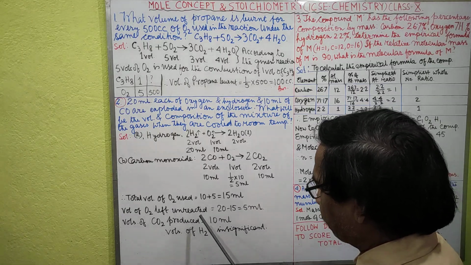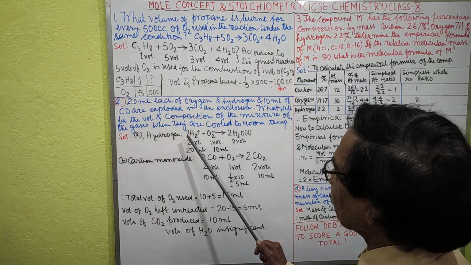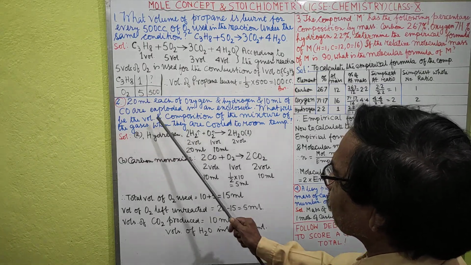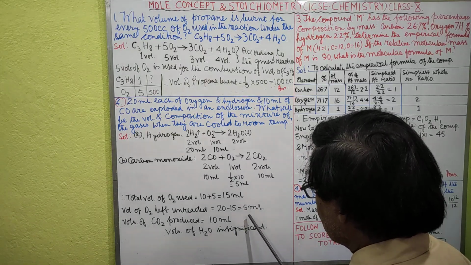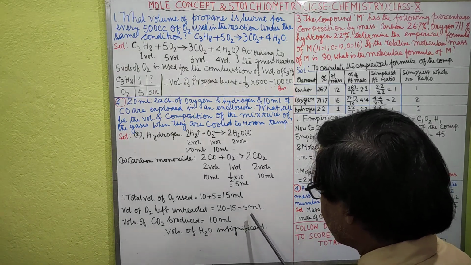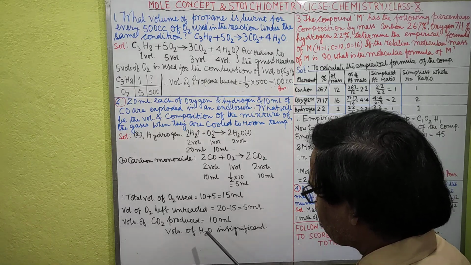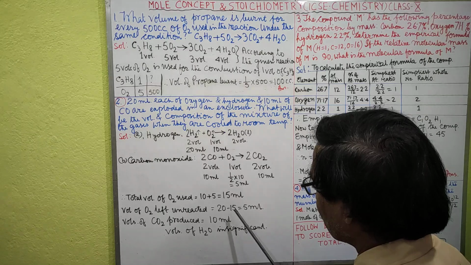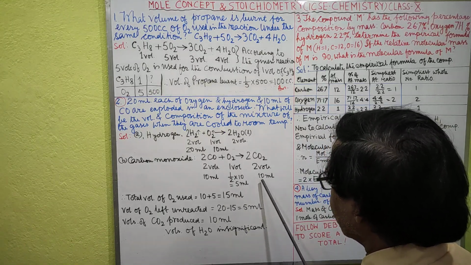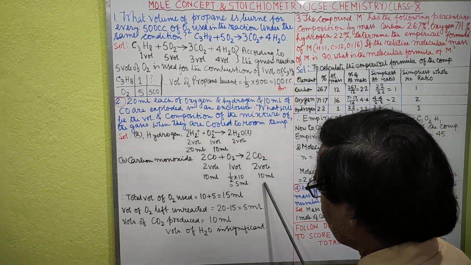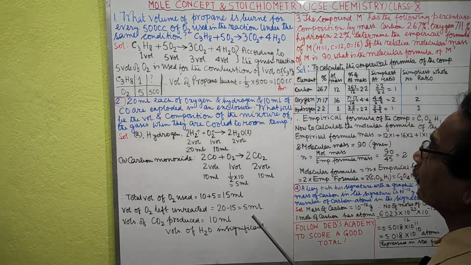So unreacted oxygen will be left. It is given that 20 ml of oxygen was given, so the unreacted oxygen is 5 ml only. And the volume of carbon dioxide produced is 10 ml. And the volume of water is quite insignificant.